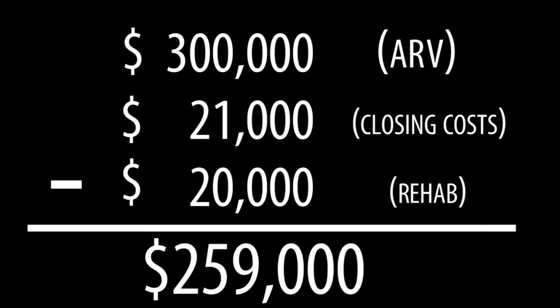Now let's say it's going to cost you about $20,000 to renovate the property. Take off another $20,000, and you're at $259,000. So in this case, $259,000 in an ideal scenario would be your break-even point. If you paid $259,000, did exactly what you're planning on in terms of rehab, and then sold it for exactly what you thought you were going to, you would completely break even.